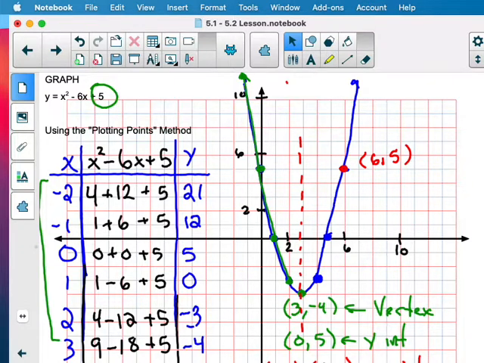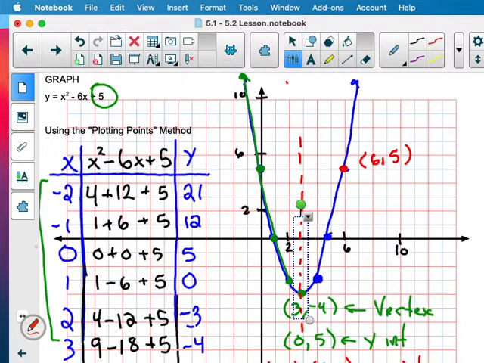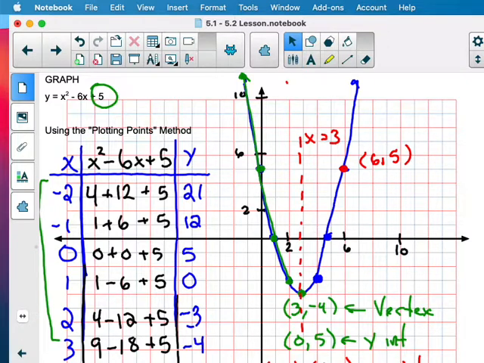Then it was noted that there is symmetry in this graph, right? So this red dotted line that's vertical that passes right through the vertex is a line of symmetry. It's not part of the graph, it's a characteristic of the graph. It's indicated with a dashed line here, and the equation for this line is x equals the x coordinate of the vertex, so x = 3 in this case, right?